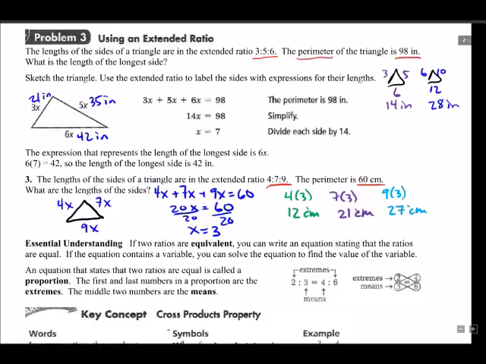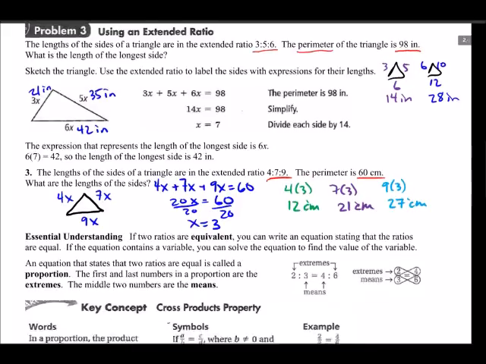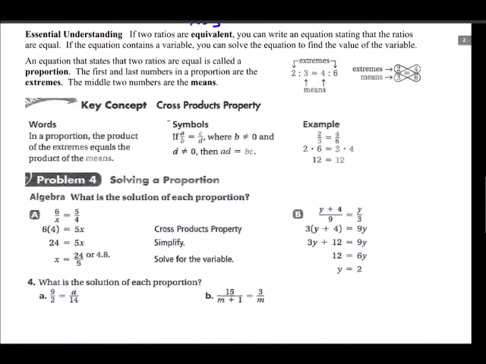That was a fun problem. This time our triangle, the sides had a ratio of 4 to 7 to 9 and a perimeter of 60 centimeters. So I just labeled my triangle, put in my extended ratio, put my multiplier on each side, wrote my equation, found x is 3, substituted it back in. Our triangle has sides of 12 centimeters, 21 centimeters, and 27 centimeters. Yay! Okay, let's take this a little bit further.